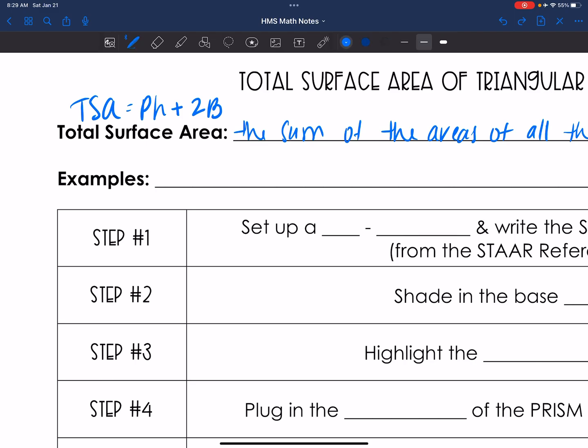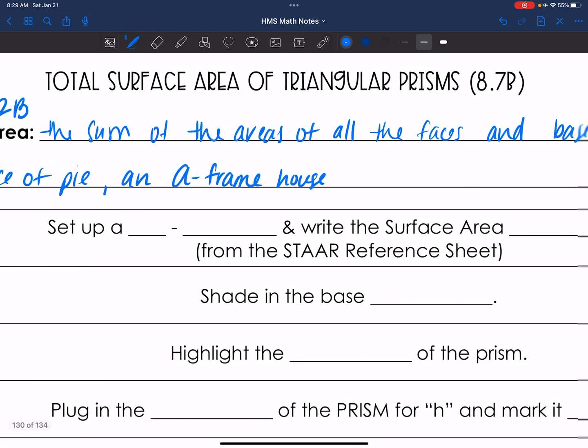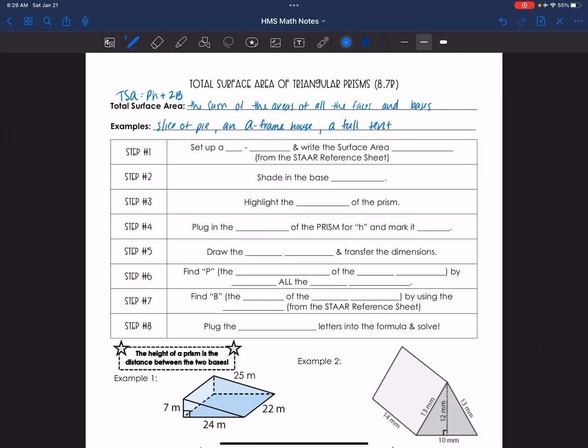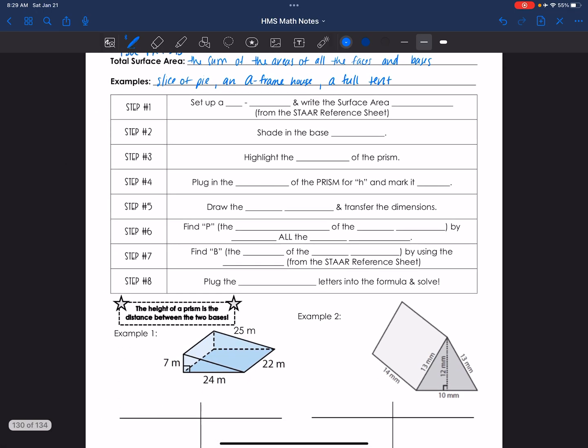Some examples. The total surface area of triangular prisms would be a slice of pie. That could be pizza pie or actual pie. An A-frame house. Or a tent. Cool, which is honestly kind of what example 2 looks like, a tent. Example 1 looks like a slice of cheese.